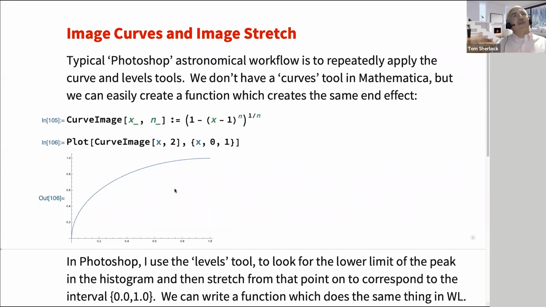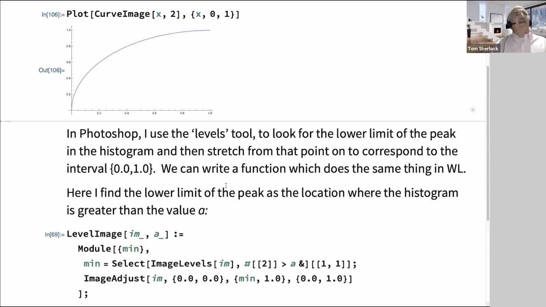But this works pretty good for me, and this just shows you how easily you can whip up something like this in Mathematica. The other thing I use in Photoshop is called the levels tool, and I always use it in the same way. I basically find the lower end of the central peak of the levels in the image histogram, and then I stretch from that point on into the interval 0 to 1. And we can do that in Mathematica very easily too.